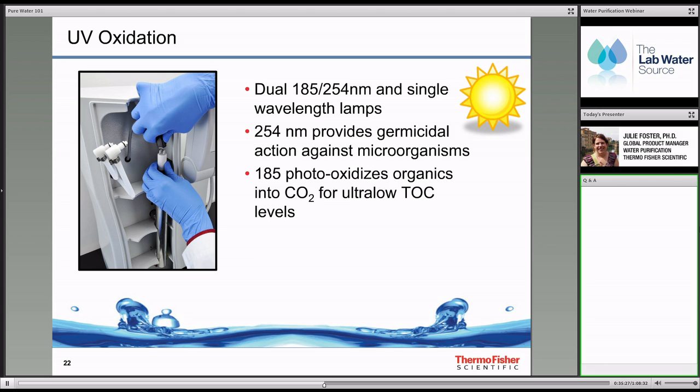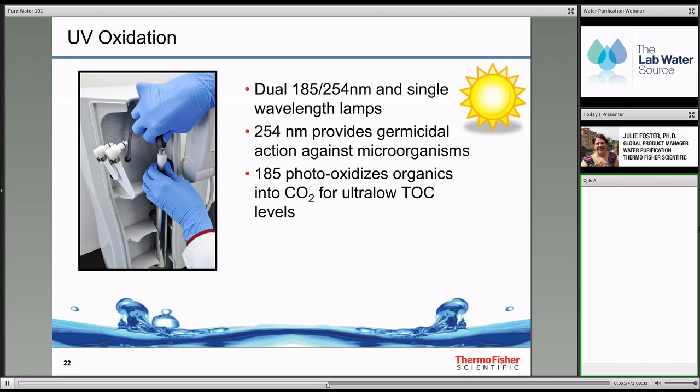Or some companies offer UV lamps, which is the slide we're on right now. The UV lamp can either sit in the tank and keep control of the bacteria, or the UV lamp is in the system. Again, the water gets recirculated through the system and back into the tank, and the UV lamp will control bacteria. So we'll talk about that technology next, UV oxidation.